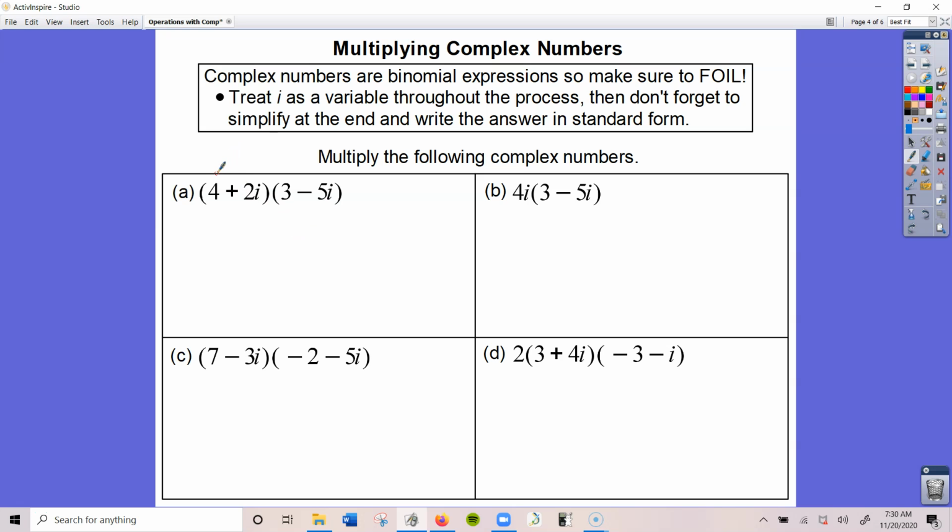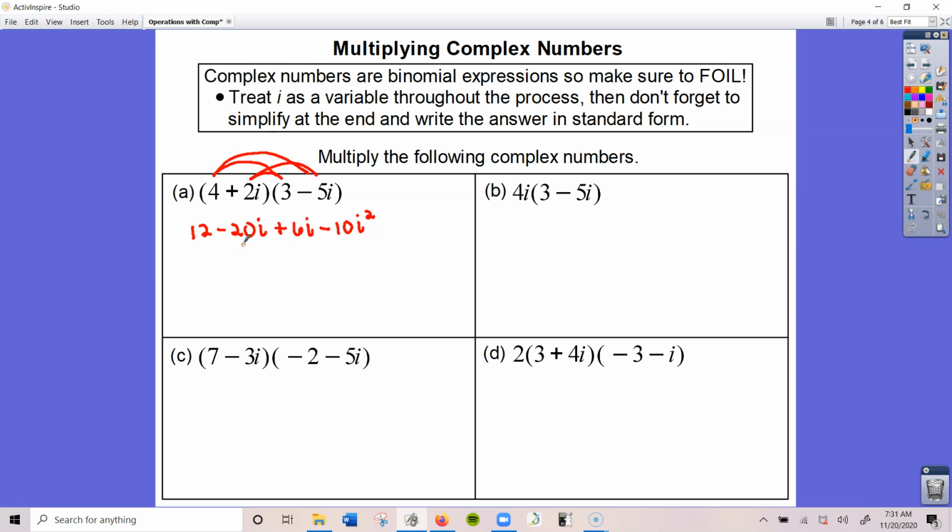So here we're going to multiply. We're going to distribute the 4. So 4 times 3 is 12. And 4 times -5i is -20i. Now we're going to distribute the 2i. 2i times 3 is plus 6i. And 2i times -5i is -10i squared.